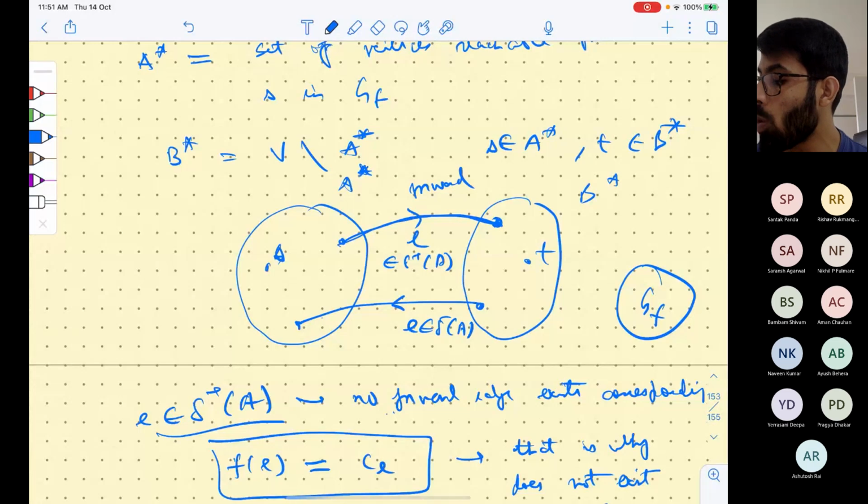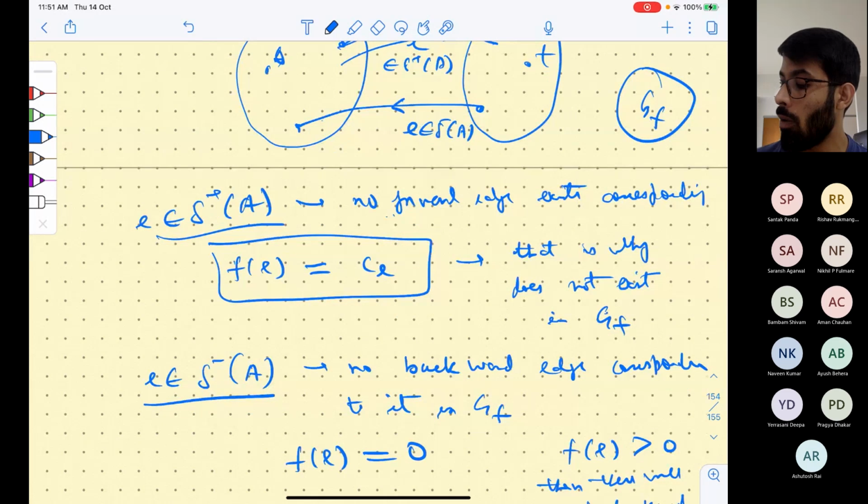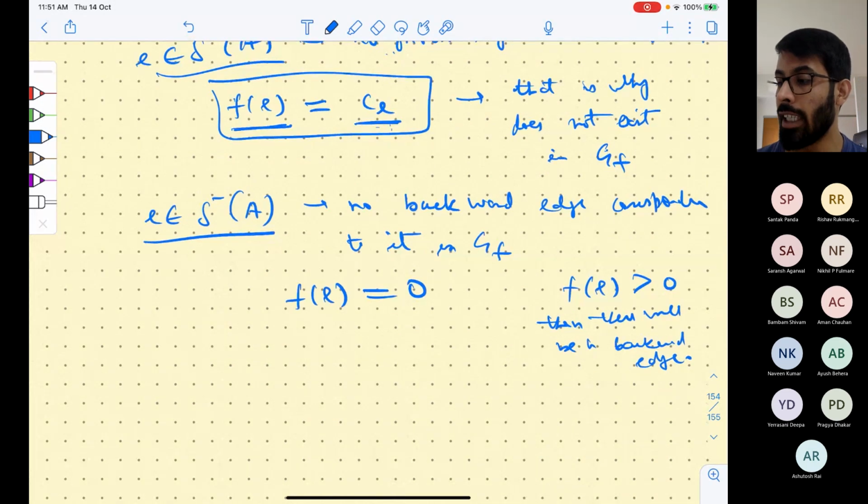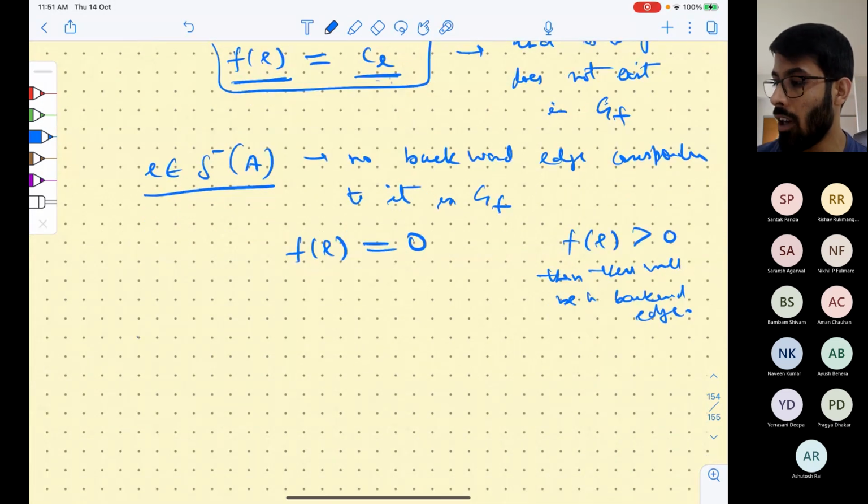It means that for all the outgoing edges from A star, everything is already full to capacity. Like, the F of E value is C of E. And for the backward edges, the F value is exactly 0. And that gives us our answer.